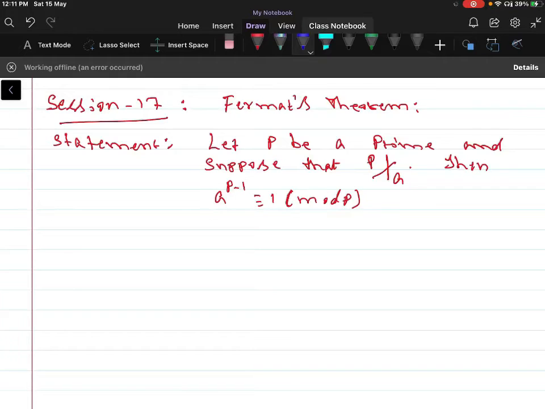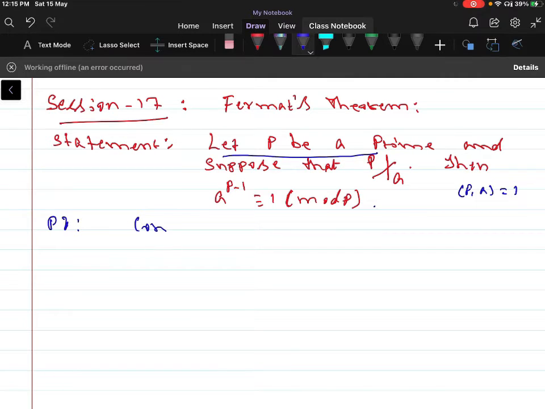So in this lecture, I'm going to discuss Fermat's theorem. Let us move to the statement of the theorem. Let P be a prime, and suppose that P does not divide A. It means GCD of P comma A is equal to 1. Then you have to prove that A to the power of P minus 1 is congruent to 1 modulo P. So we'll move to the proof of the theorem.